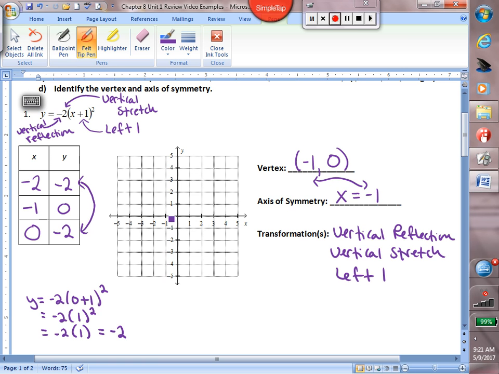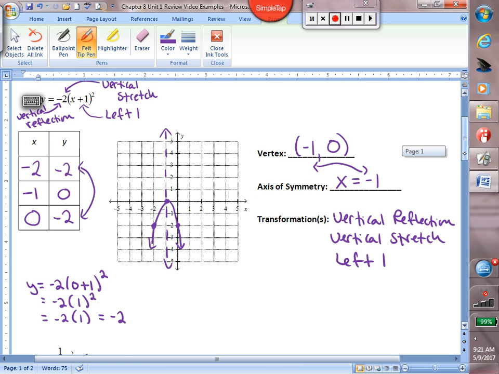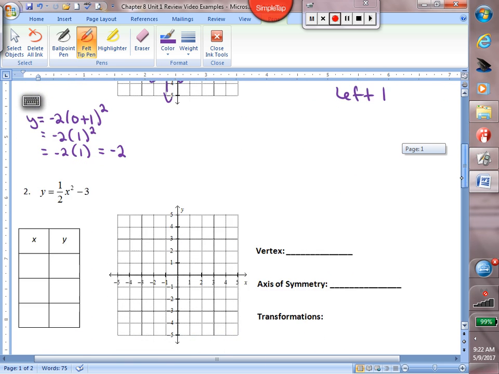So let's go ahead and graph. We have -1, 0, 0, -2, and -2, -2. Our axis of symmetry is that vertical line right through the middle. Go ahead and make our parabola, that U shape. So with this first example, we've reviewed vertical reflection, vertical stretch, and moving our graph left 1. Let's move on to example 2 and see if we have a few other transformations to look at.